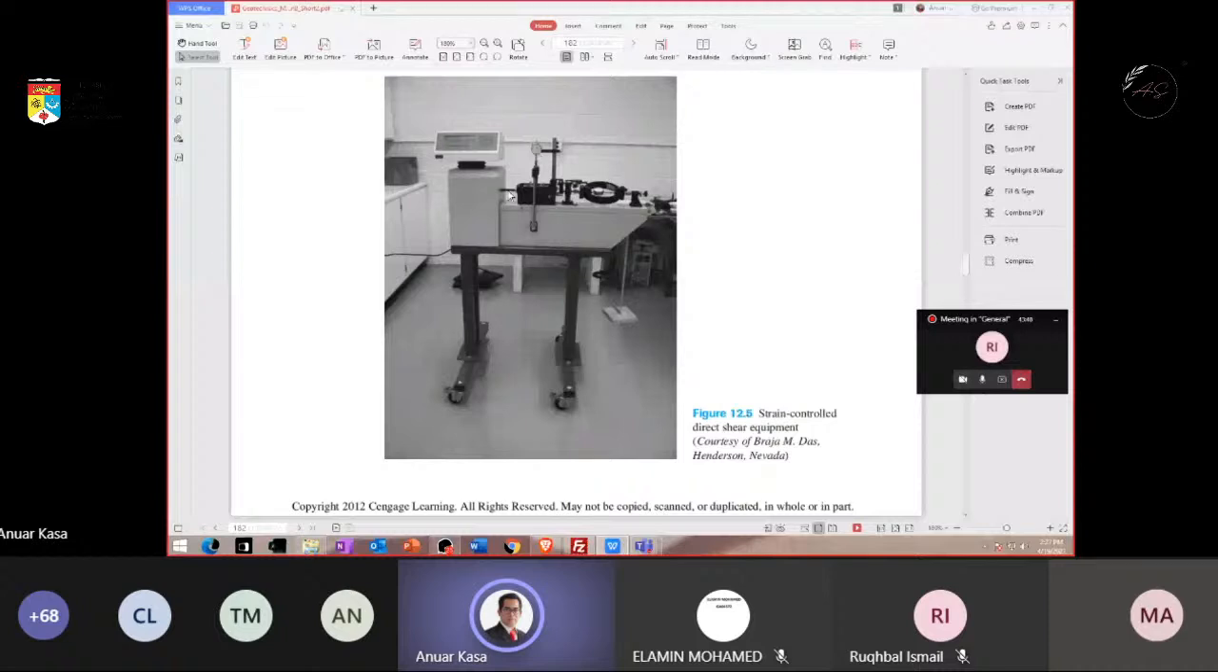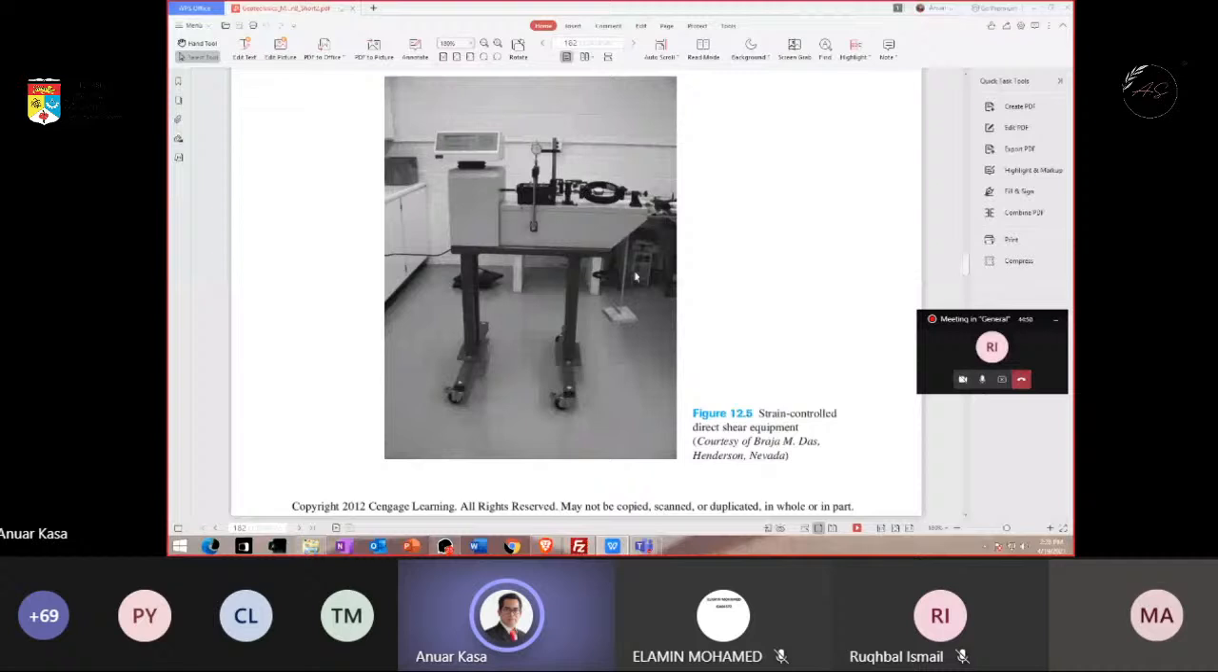Since we need to shear the sample so that we have a failure plane, the machine here will push the bottom part laterally, meaning in the horizontal direction, so that the sample is forced to fail at a certain rate of displacement, for example 0.02 millimeter per minute or second, something like that. This is the apparatus, and here is the measurement for vertical displacement, and here we have the load ring, so that we can measure the shear stress.